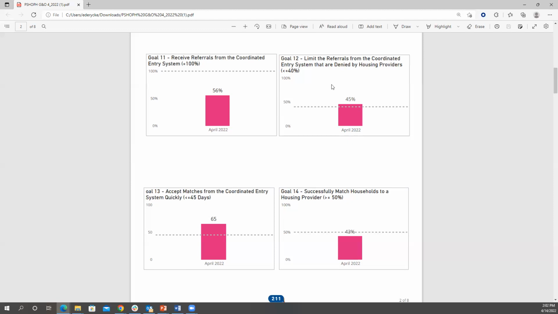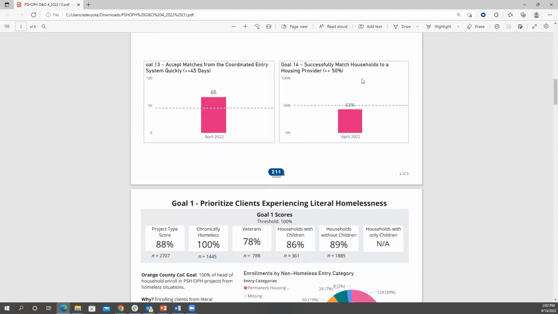Goal 12 is looking at limiting the referrals from the coordinated entry system that are denied by housing providers. We wanted the threshold for this to be less than or equal to 40%, and as a project type, we scored 45%, so we were just over that threshold.